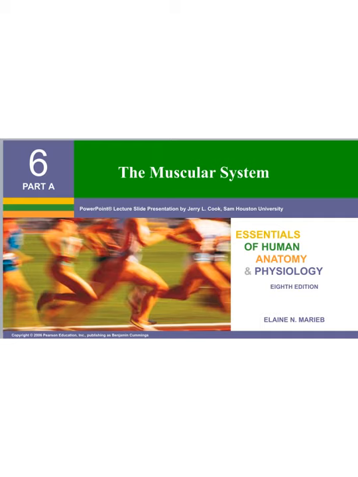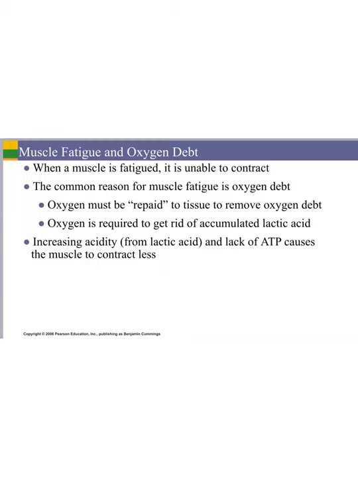With this last series, the first slide here talks about muscle fatigue and oxygen debt. We discussed in our last lecture how important oxygen is in making ATP through aerobic cellular respiration.